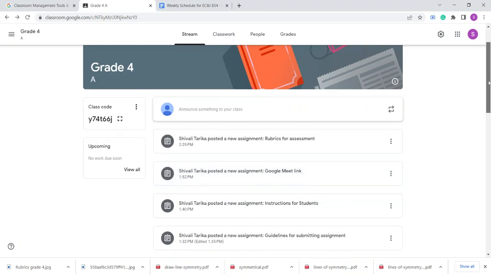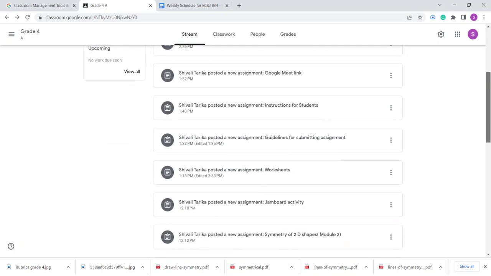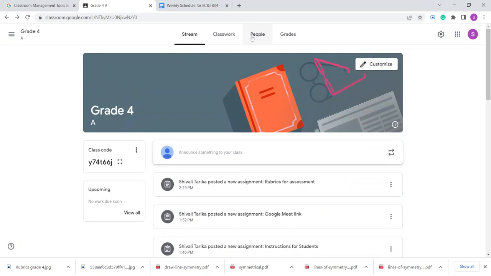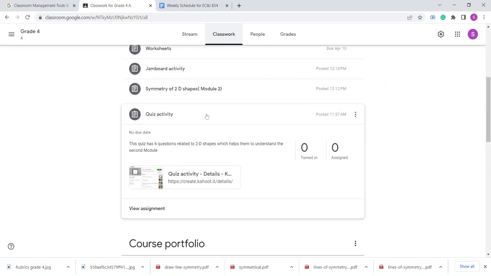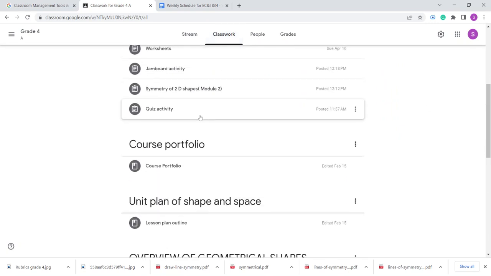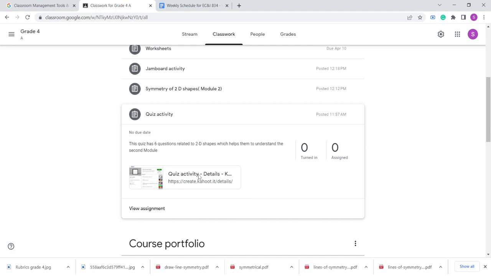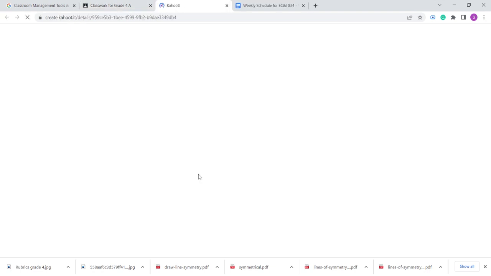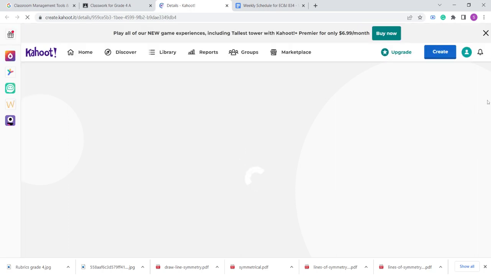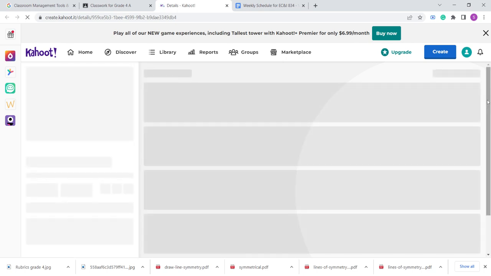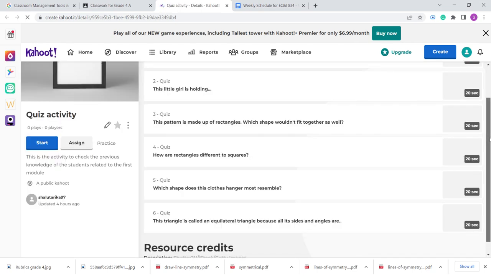Hello everyone, this is my second course module, and my second course module is related to the lines of symmetry of 2D shapes. First of all, I put the quiz activity in order to find out whether the students know about 2D shapes. Actually, my first course module is related to two-dimensional shapes. So with these questions, I will come to know whether the students know the two-dimensional shapes or not.